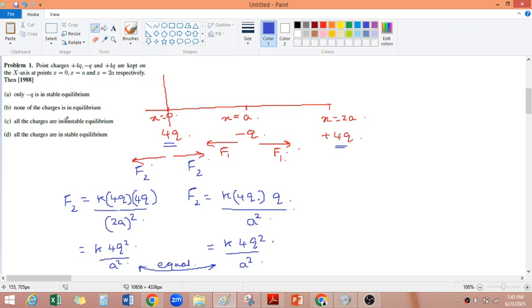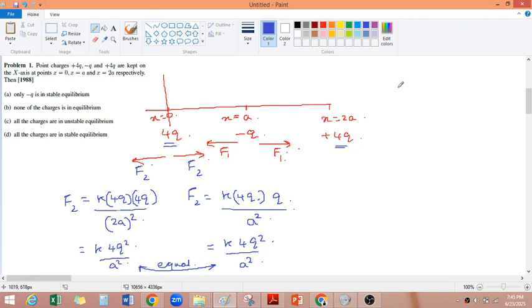So it looks to me like all the charges are in stable equilibrium. Well, another problem is here. Right now I found that it is in equilibrium, but I don't know whether it is in stable equilibrium or unstable equilibrium. What does that mean? Stable means if we disturb it a little, it will come back to its original position. Unstable means it will not come back to its original position.